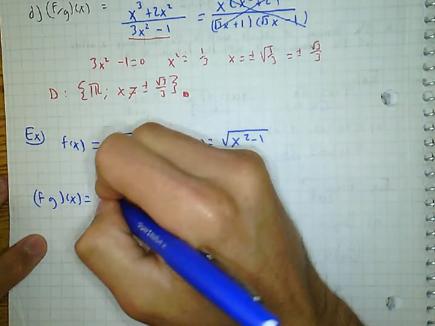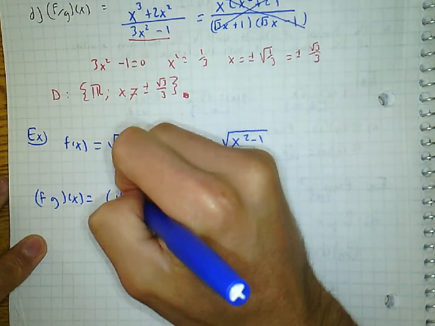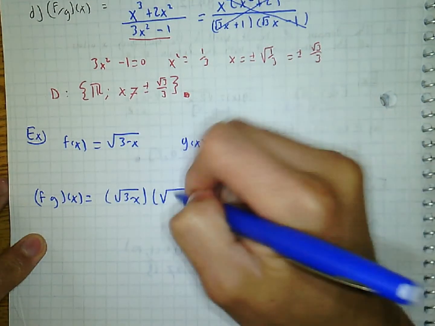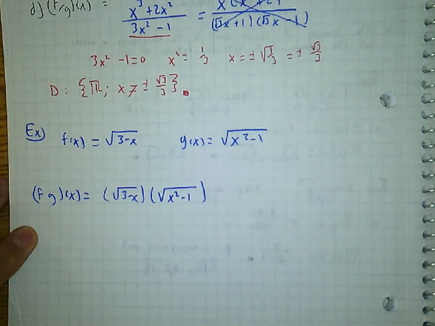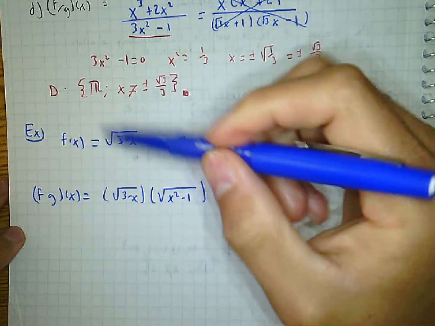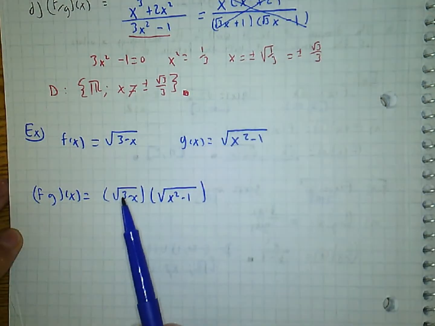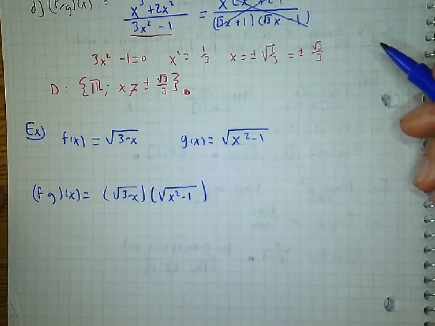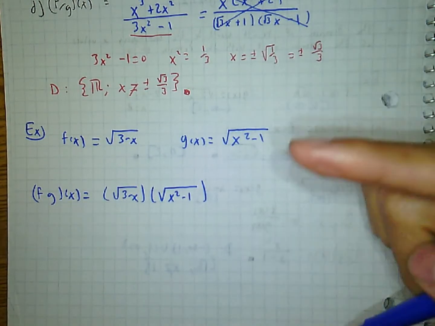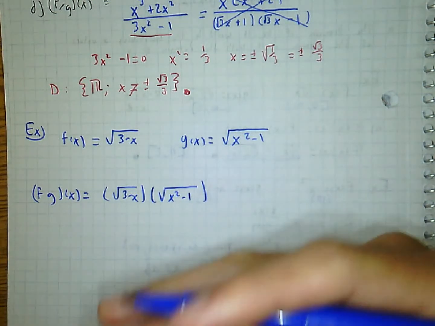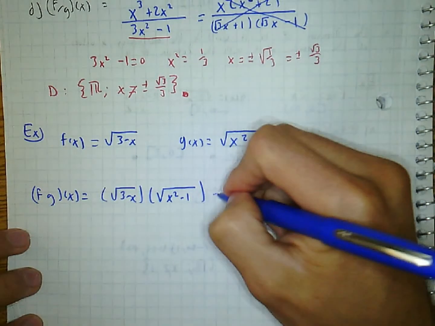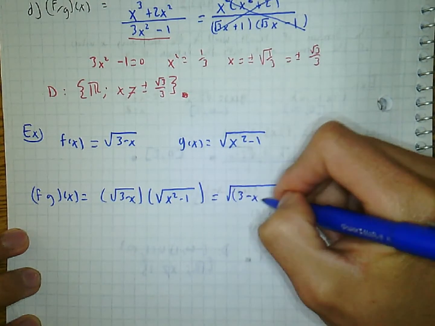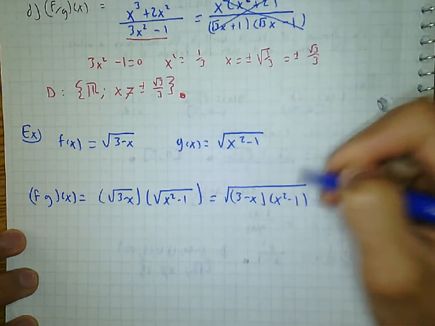Okay, I'm assuming you gave it a go. So at this point, you're going to take your f function and your g function, and you are going to multiply them. So when you have square roots, so we have square root of 3 minus x times the square root of x squared minus 1. Because they are the same root, you can go ahead and multiply what's on the inside of that function. So this becomes the square root of 3 minus x times x squared minus 1.